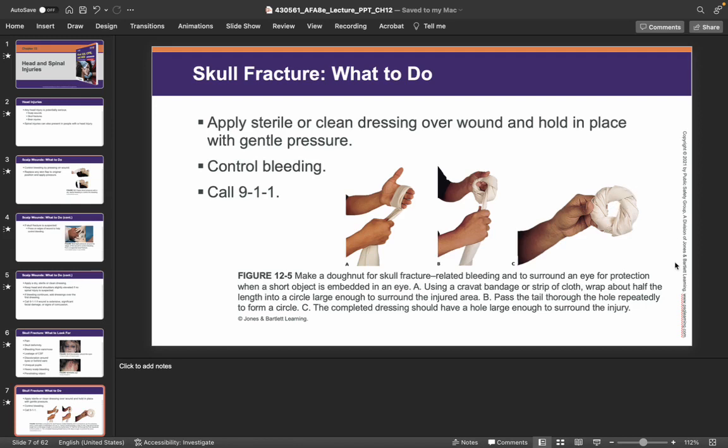And of course, anytime you suspect a skull fracture, you should call 911. That's really serious. We need to get that person to the correct care.